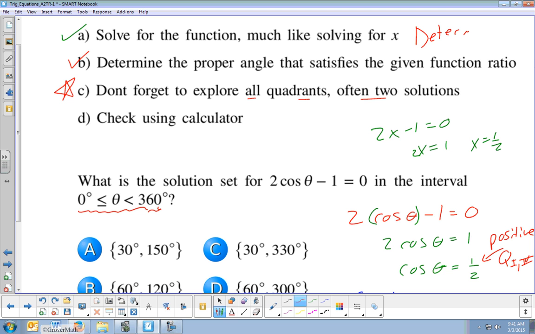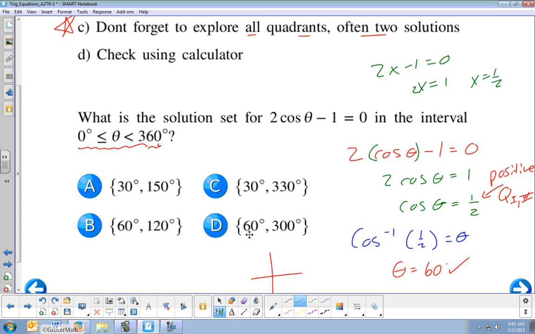Determine quadrants. So once you solve for x, if your ratio is positive, what two quadrants is that function positive in? If your function is negative, your ratio is negative, what two quadrants is that function negative in? You need to figure out what two quadrants, and there's almost always going to be two, unless it's quadrantal. If it's on the axes, that's where it gets a little bit different. But if it's an angle in a quadrant, then there's always going to be a second answer.